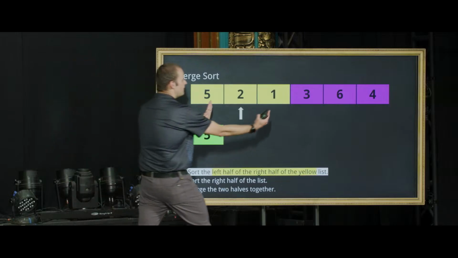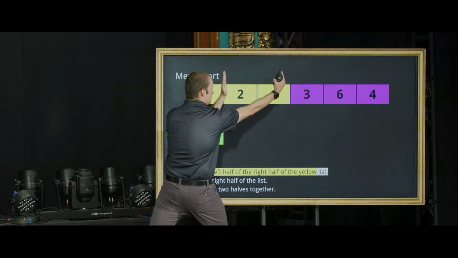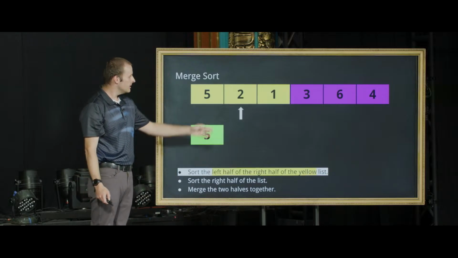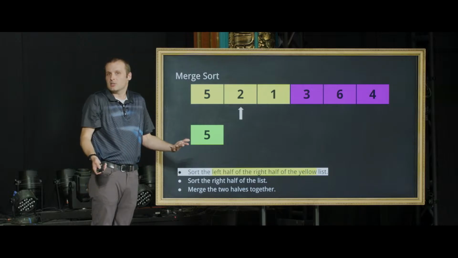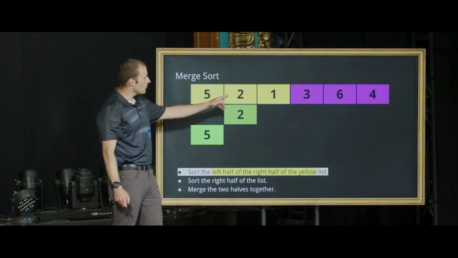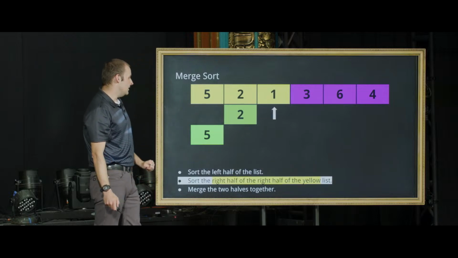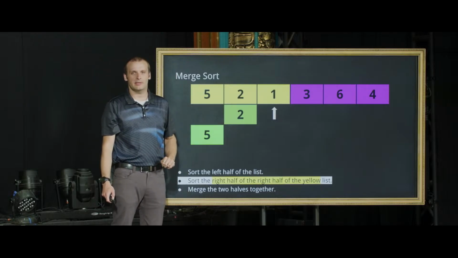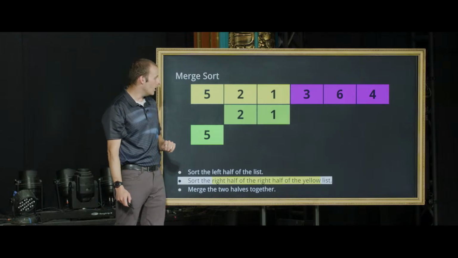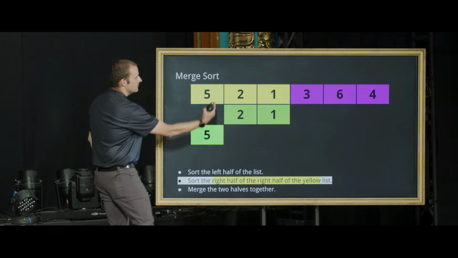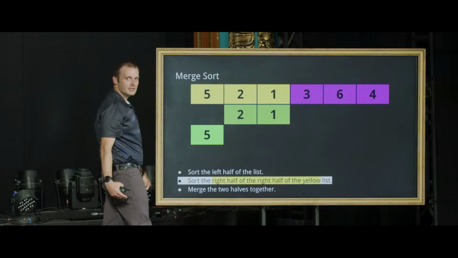OK, so now I'm back to just focusing. I want to sort this right here. The left half of the right half of the yellow list is a list of size 1. I do know how to sort that. That's 2. The right half of the right half of the yellow list is a list of size 1. I do know how to sort that. So now 1. So I have now sorted the left half of the yellow list.